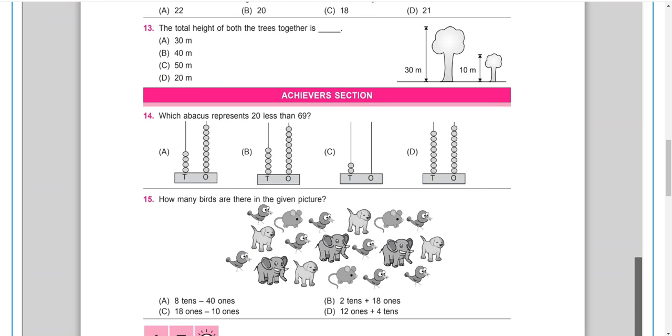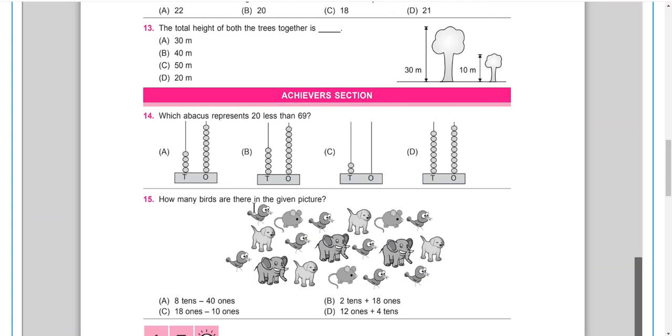Just give me the mouse. We have 1, 2, 3, 4, 5, 6, 7. We have 7 birds. I think you are not counting correctly. Can you please count it again?